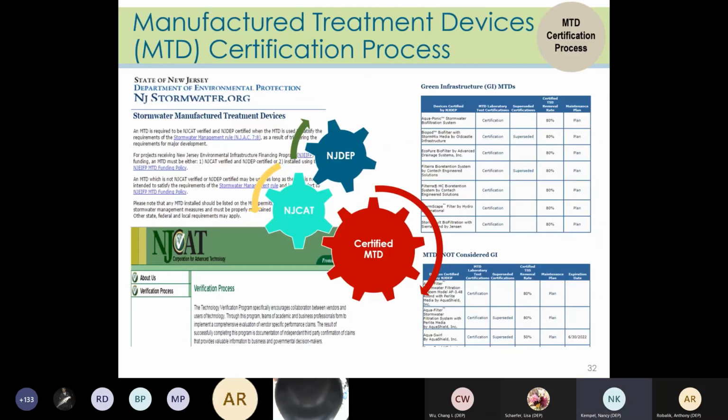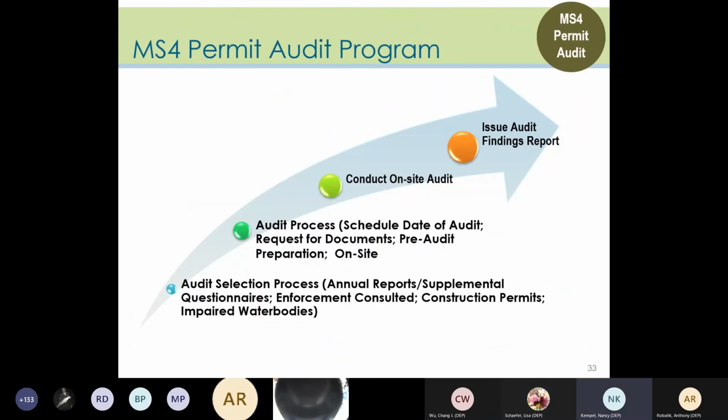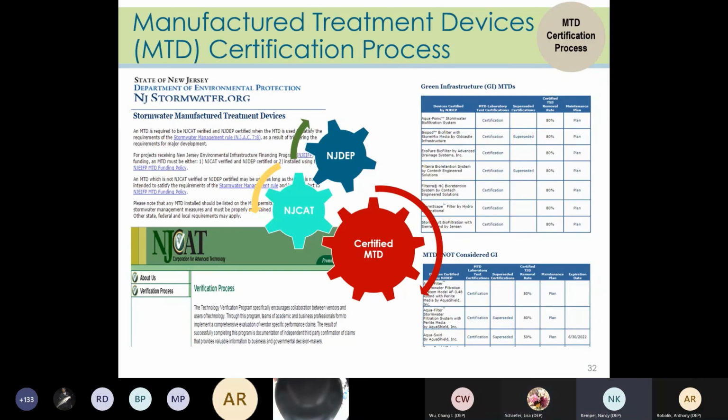We have a page on our website dedicated to manufactured treatment devices that Dick McGee spoke about, I believe, last Thursday. So you can look for MTDs that have been certified by the state. You can get various information about when they were certified.